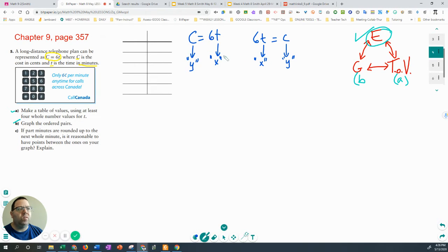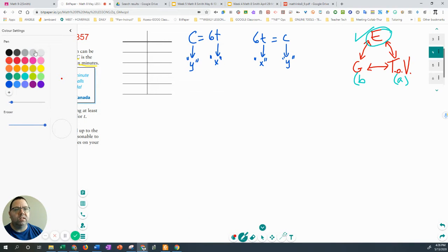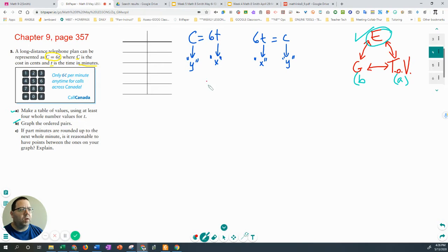If you're ever confused, just ask me. But you also have to look at it from this point of view. I'll say this a different way. Look at it from a point of view of dependency. The cost, how much you're spending, is dependent on the amount of time you spend on your cell phone. Maybe that was a better way to explain it.